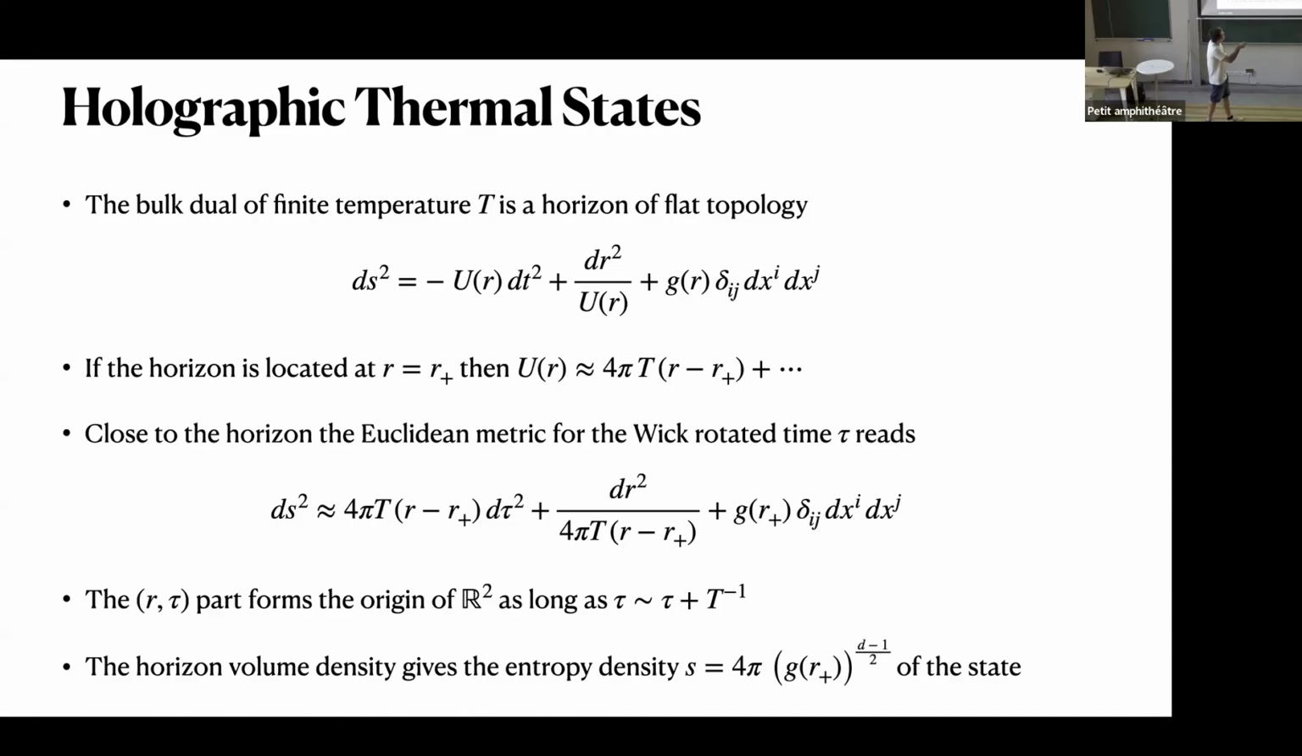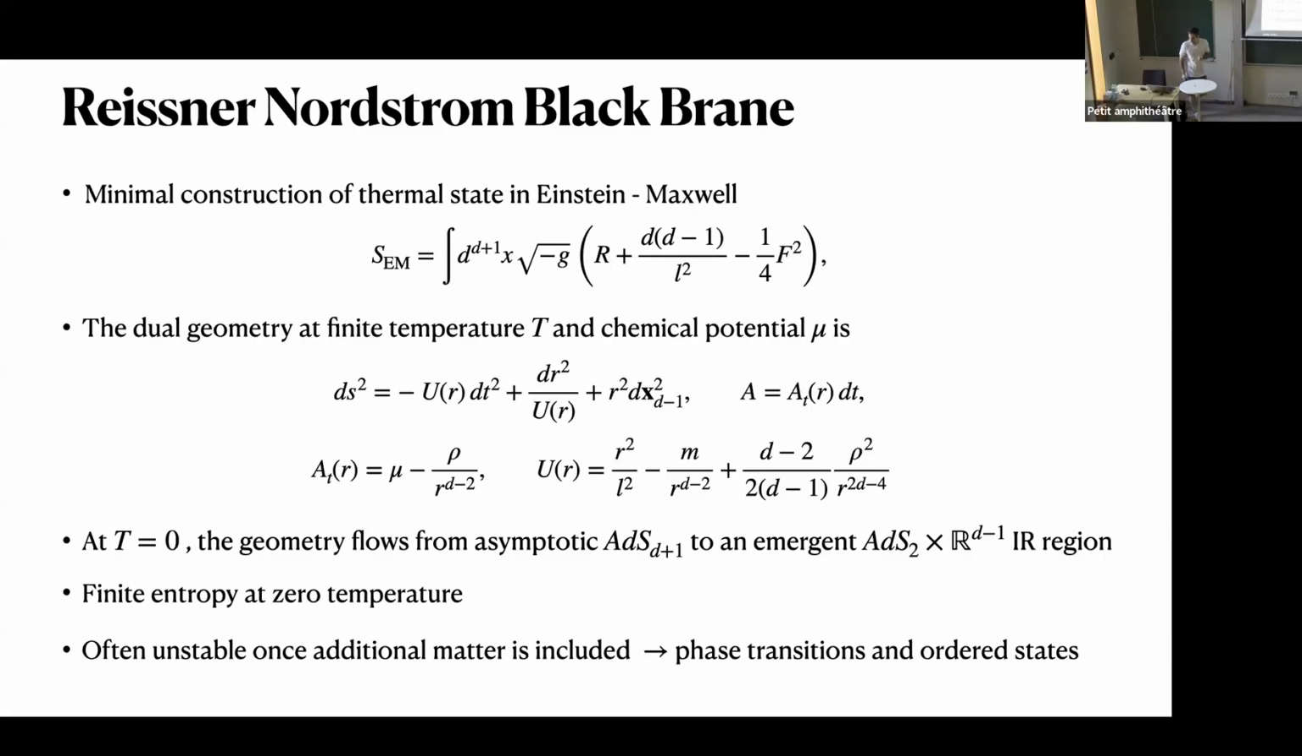Now, what is this factor G? You might know that the area of the black hole horizon, or the area density in this case, because these horizons have a flat geometry, will be given by the volume element of this horizon. So this function G evaluated on the horizon will fix the entropy density. So very quickly, you get some language about the thermodynamics of the dual field theory.